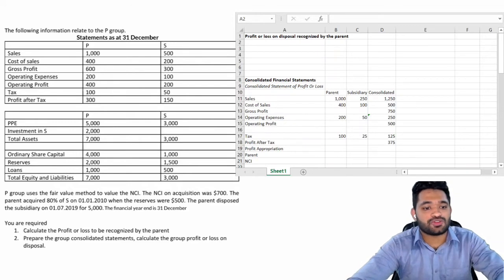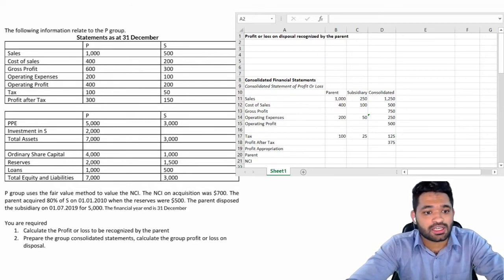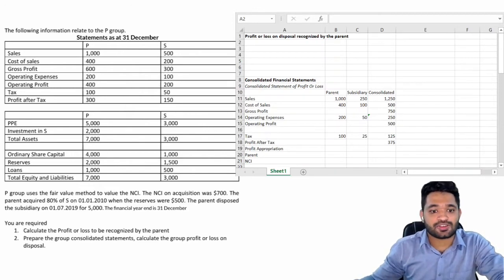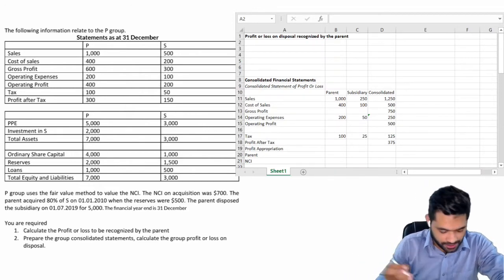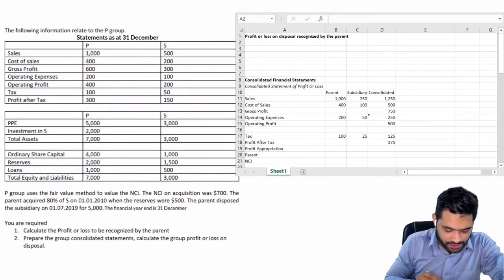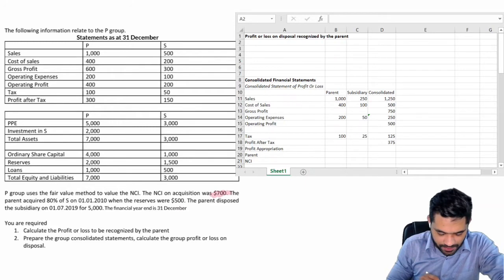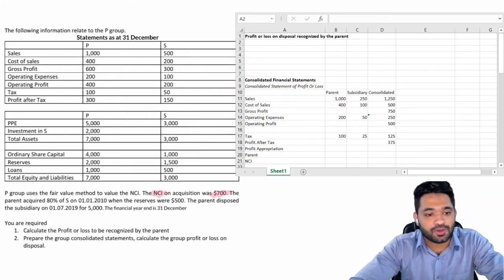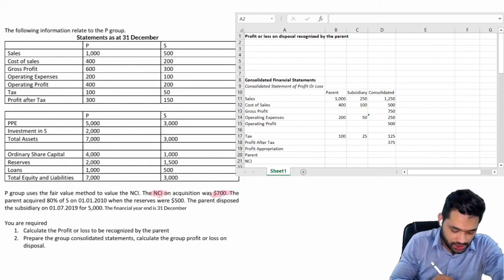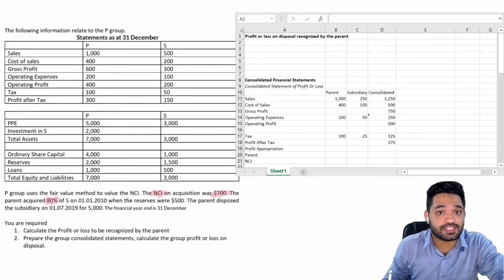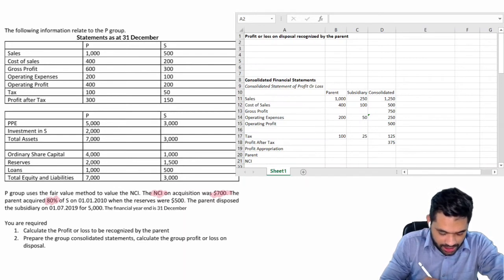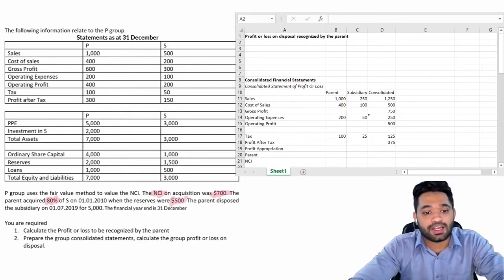The following information relates to P group. The statements as of 31st December are given to you. There is a statement of profit or loss and the statement of financial position. P group uses the fair value method to value the NCI. The NCI on acquisition stands at 700. The P group acquired 80% of the subsidiary, so the share of ownership is going to be 80%. And the reserves were 500 when it was acquired.